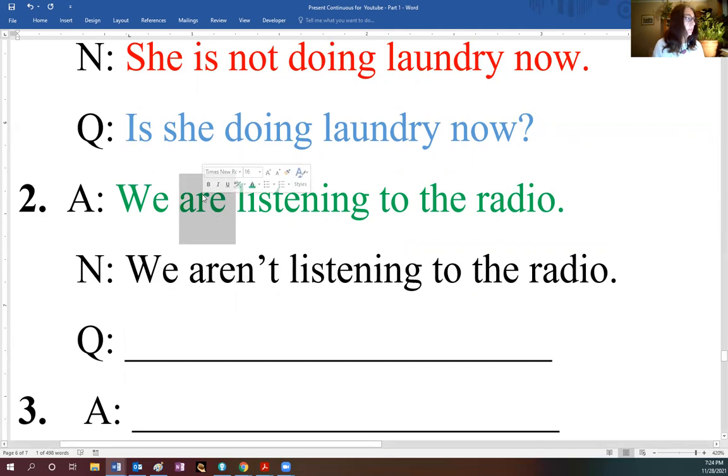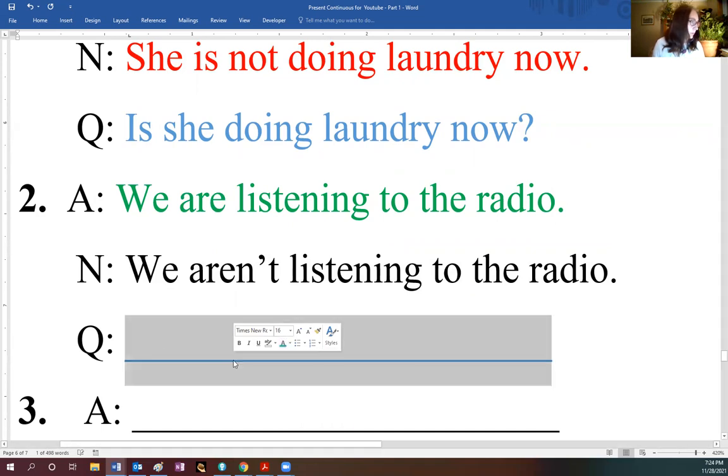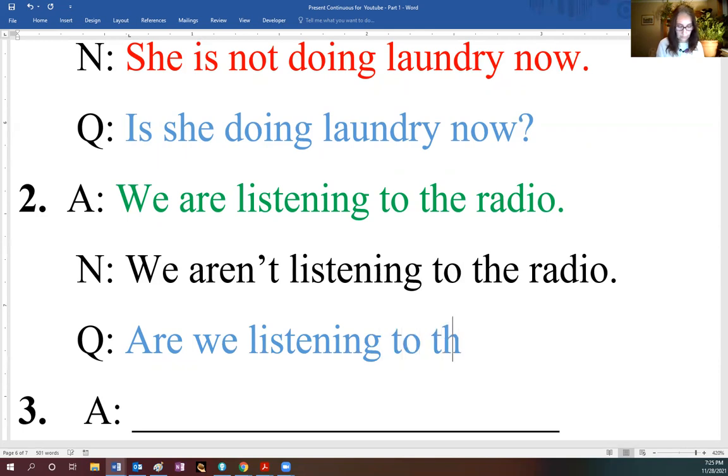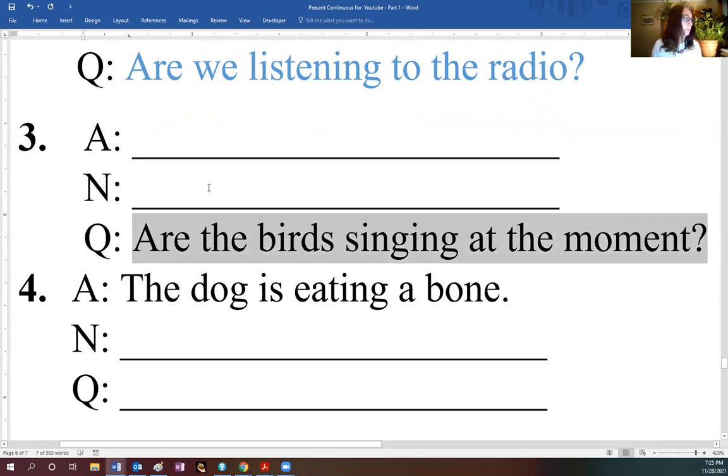Take the verb to be, put it first, likes to be first in a question, and then you got the question. So we are listening to the radio, and it would be, are we listening to the radio? Yes, we are, or maybe we are not. Okay, now you have the question, but we are missing the positive and the negative sentence, or the affirmative sentence, if you want to call it.